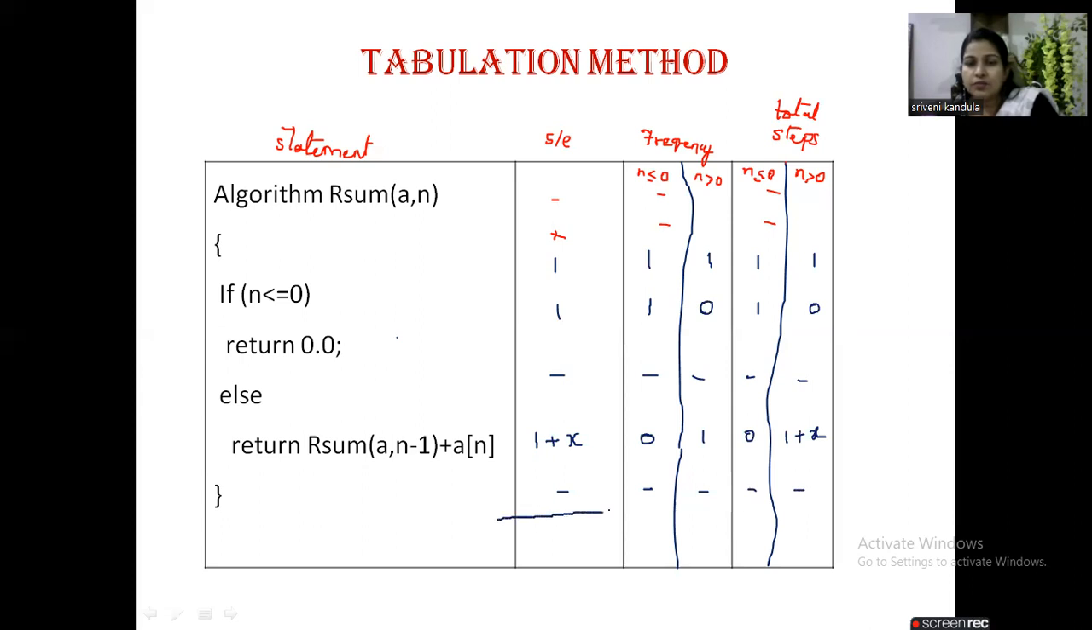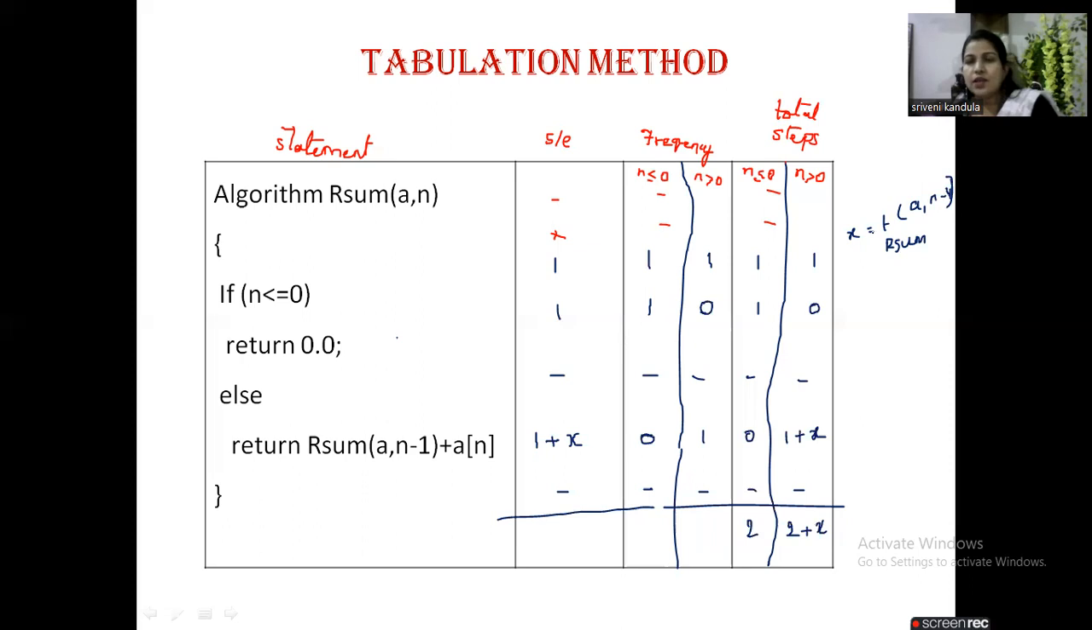So now let us calculate the total, both in case of n less than or equals to 0 and n greater than 0. When it is less than or equals to 0, 1 plus 1, a total of 2. When n is greater than 0, it is 2 plus x. Here once again we take x as t r sum of a comma n minus 1, because I don't know how many program steps we take for it.